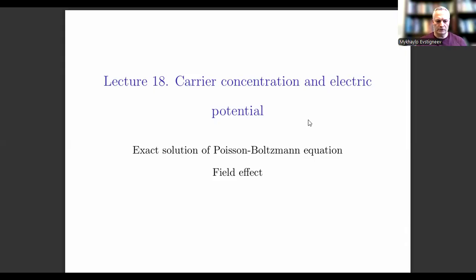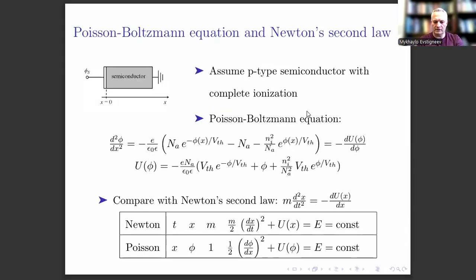All right, so I would like to start with an interesting analogy between the Poisson-Boltzmann equation and Newton's second law. Let us assume for definiteness that the semiconductor is of p-type and only acceptor impurities are present. The treatment that I will present is easily extendable also to the case when the semiconductor contains both donors and acceptors, but to keep the formulas a little bit shorter, I assume that only acceptors are present.